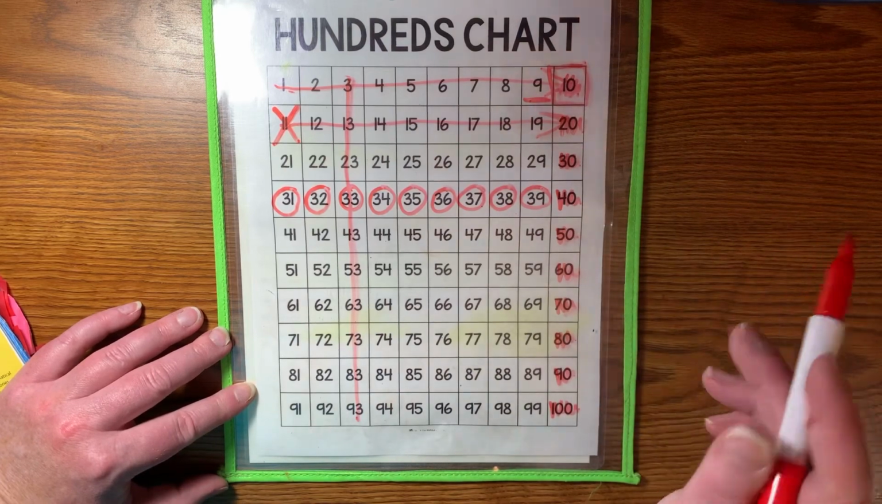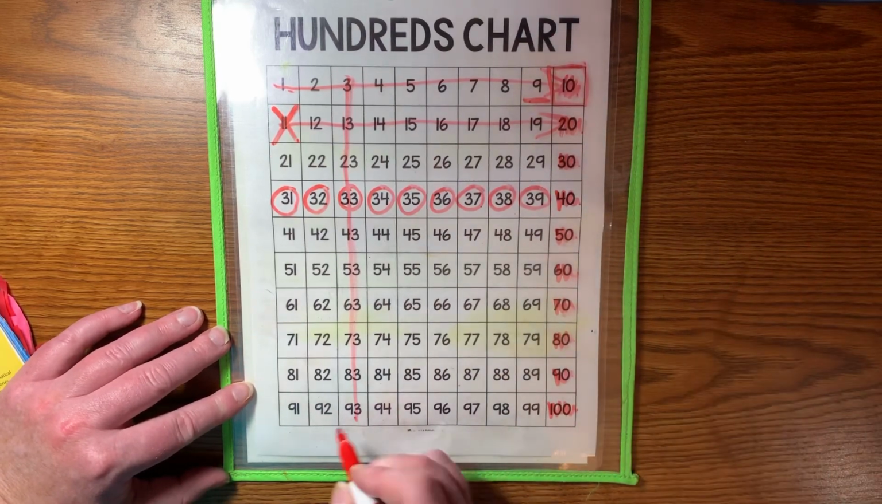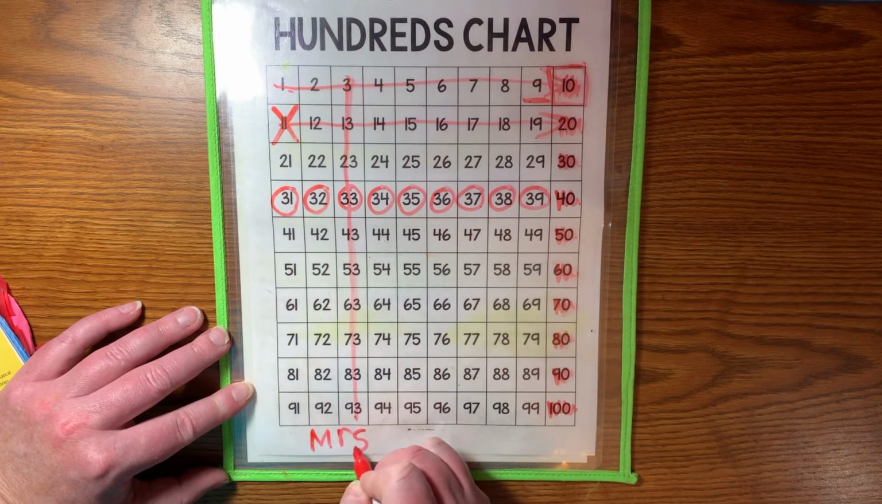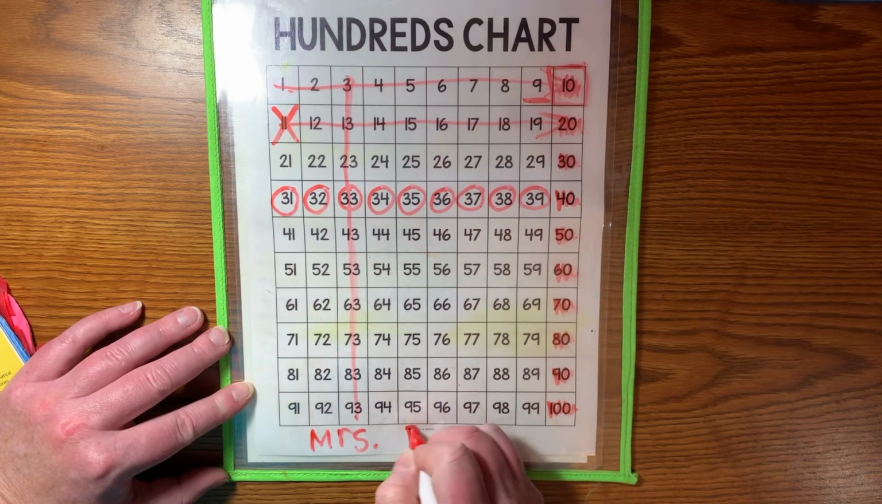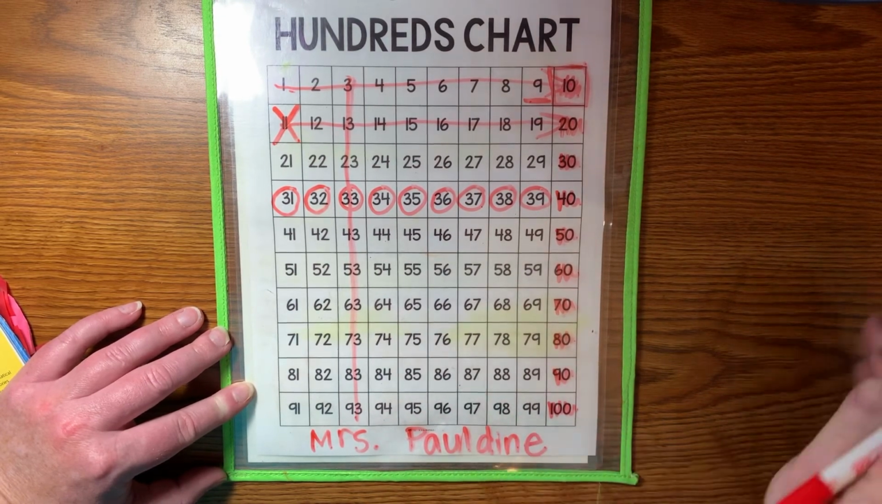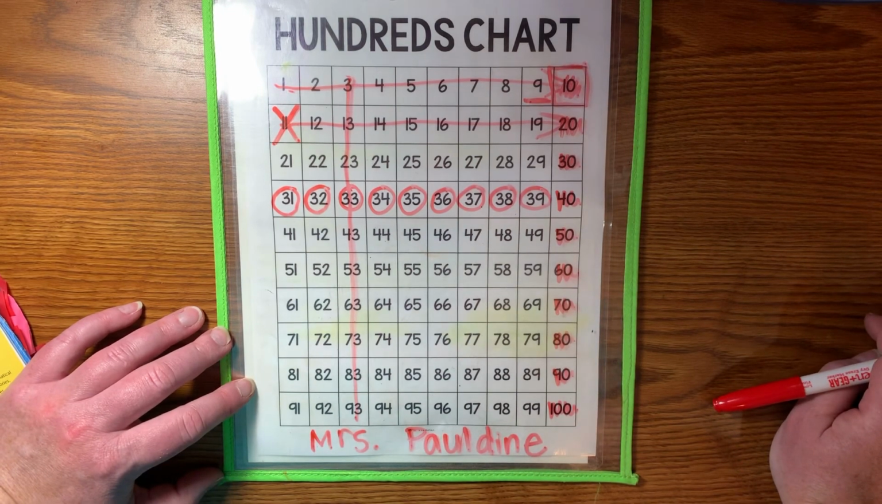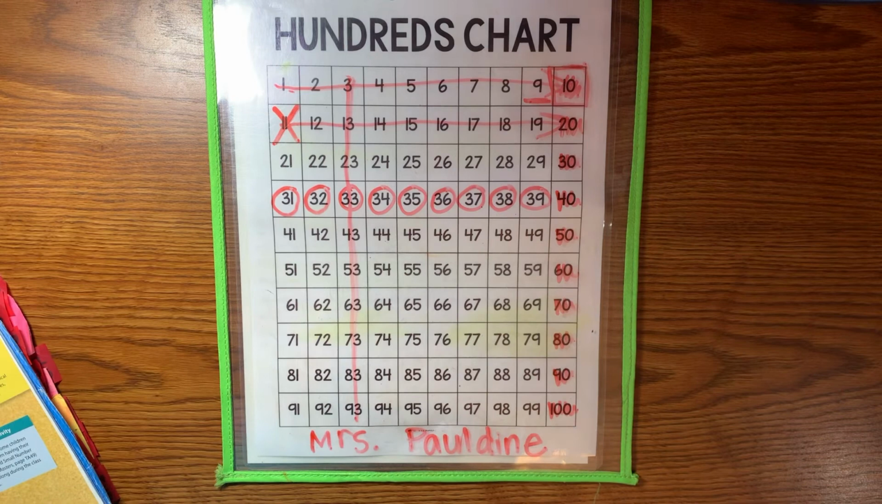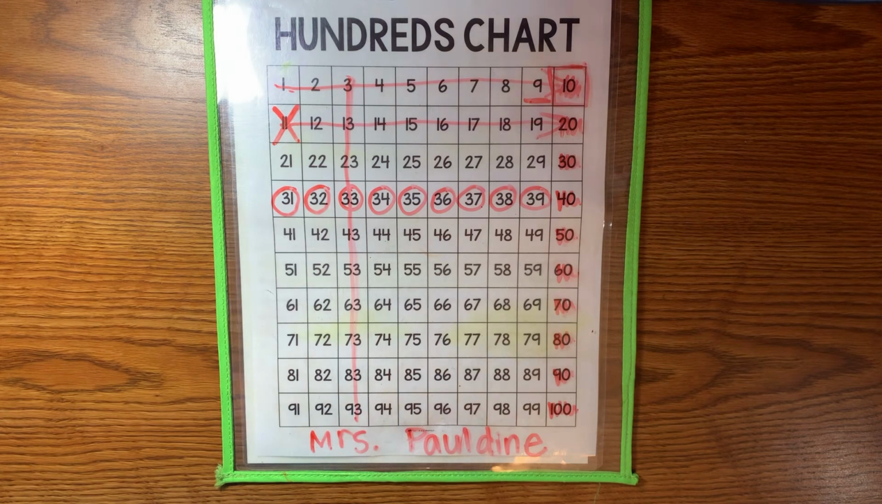One more direction. One more, and then we're all done. You see what it is? Write your name. That's the last direction. Write your name somewhere on your chart.